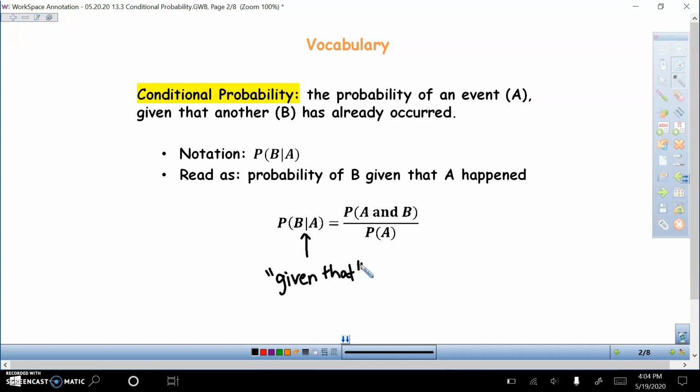And so remember, we have our formula here now. This P of A and B, remember that word and means we're going to take the probability of A times the probability of B, all over the probability of event A. All right, so let's dive into some examples.